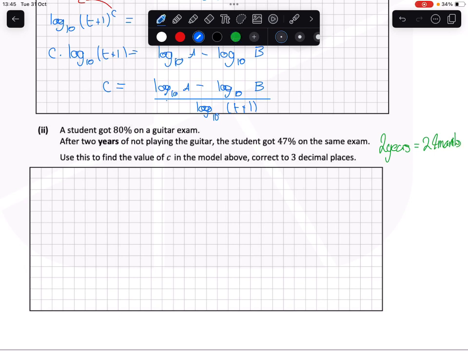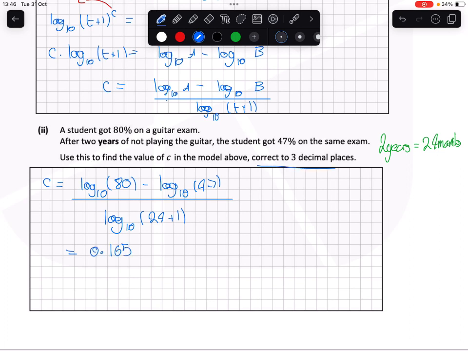So we're looking for c, and that's going to be equal to the log of 10 times 80, when we let 80 go into the equation, we subtract away the log of 10 times 47, and this whole thing gets divided by the log of 10 times t, where t is 24 months plus 1. So if you stick all of that into your calculator, what you're going to get is that this whole thing is equal to 0.165. And this is all correct to 3 decimal places.